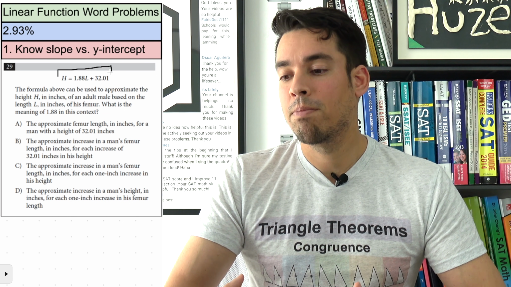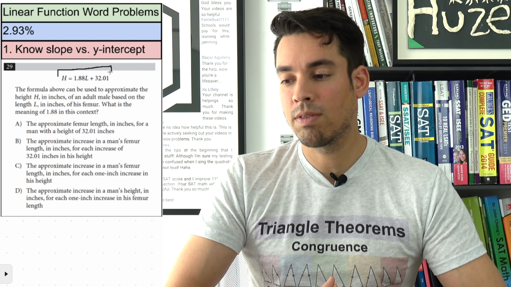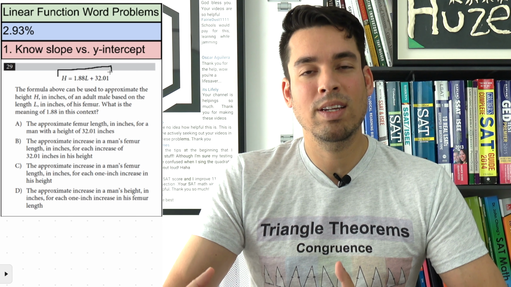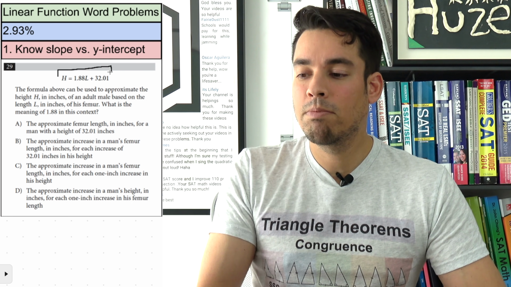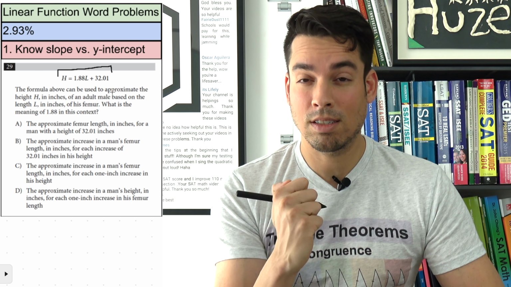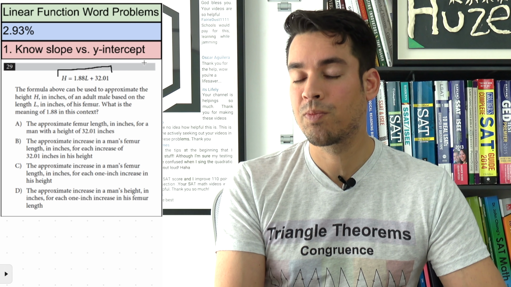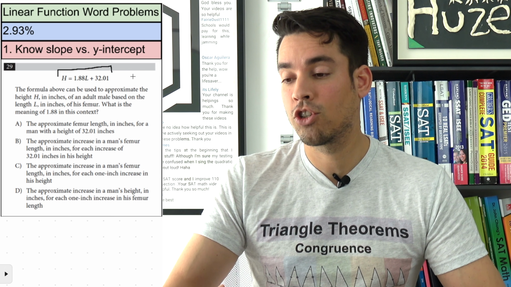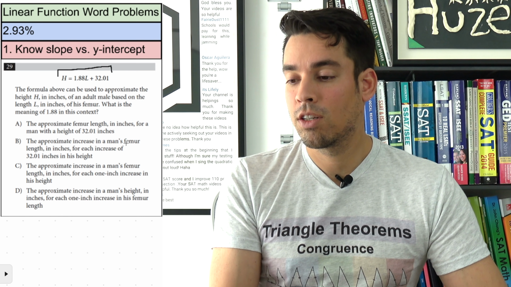an adult male based on the length L in inches of his femur. What is the meaning of 1.88 in this context? So immediately I know that 1.88, is it the slope or is it the y-intercept? It's the slope because it's paired with that variable. So we're talking about a rate of change relative to that height. And so we're going to go through these ones.